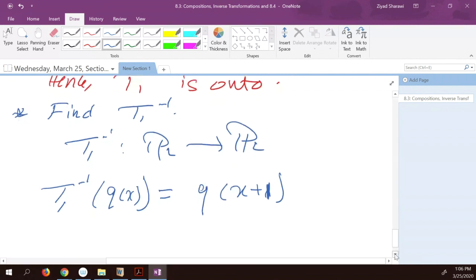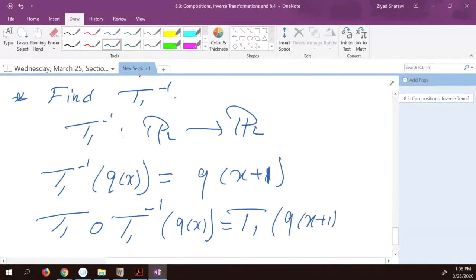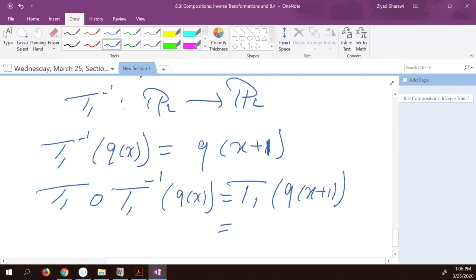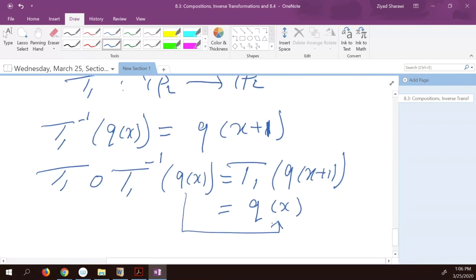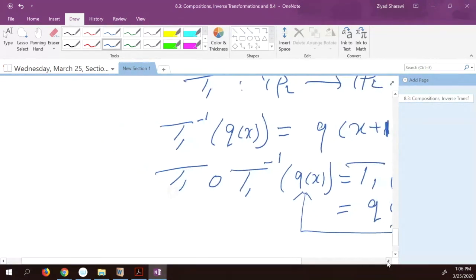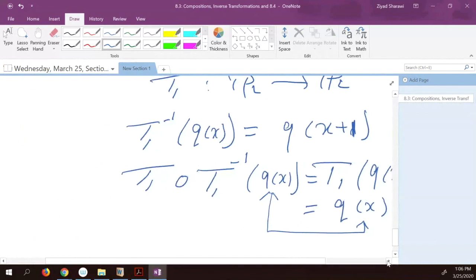Okay, so if you are not sure, all you need is to do this. T1 composite, T1 inverse of Qx. This is going to be T1 of Qx plus 1. And what is this? This is Qx. So that is how you can make sure T1 composite, T1 inverse is going to be the identity. You see that?